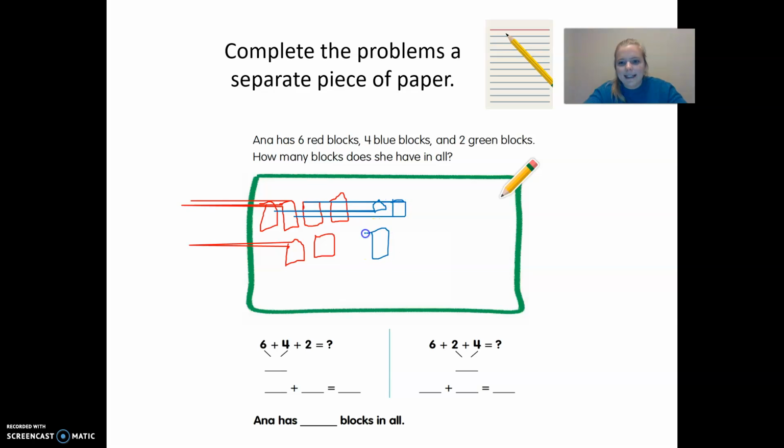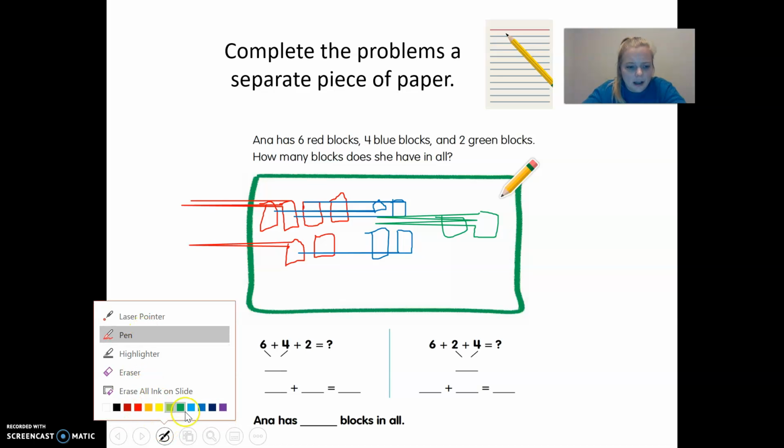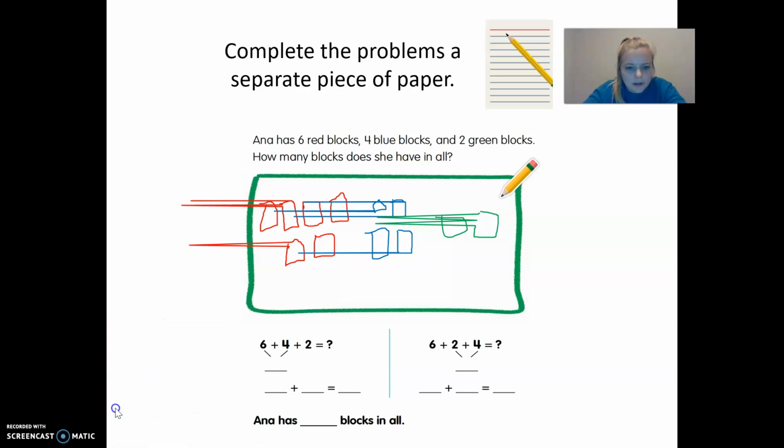Computer's going crazy. 4 blue blocks and 2 green blocks. Hopefully your picture did not go crazy like mine did, okay? But we can kind of see. I'll help us see a little bit better. All right, so I have my 6 red blocks, my 4 blue blocks, and my 2 green blocks.